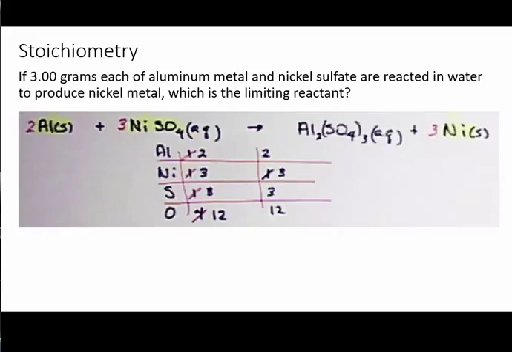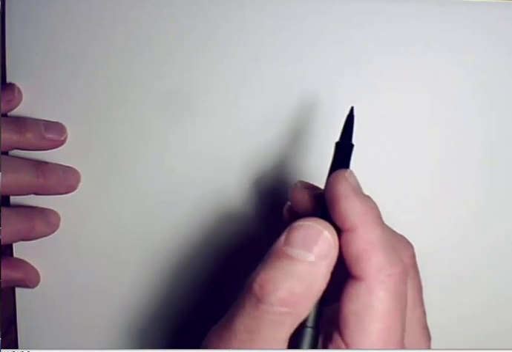So what we're going to do is set up and do just one of these two mass-to-mass problems. Now you did one as homework, but I'm going to go through this with you. Step 1 then is to find out how much nickel we produced if we start with, what do you want to start with, aluminum or nickel sulfate? I got one person for nickel sulfate, one person for aluminum. Which one do we go with?